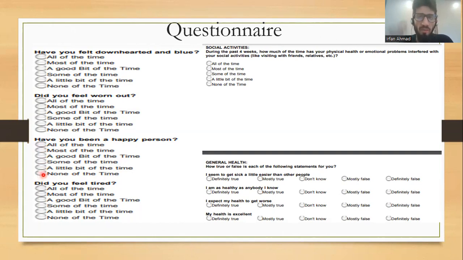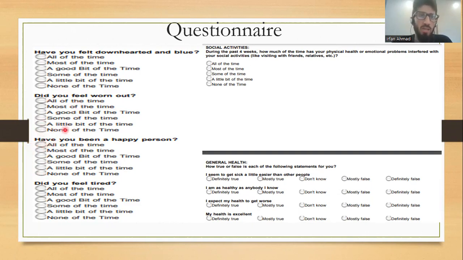Okay, because according to the rule, the higher score will be given to the option that denotes better health. So here we give none of the time a 6. This will be given as a 6, and all of the time will be given 1. Okay, when you transfer it to the raw score, if the participant takes this option, all of the time, it is not 1, it is 6.